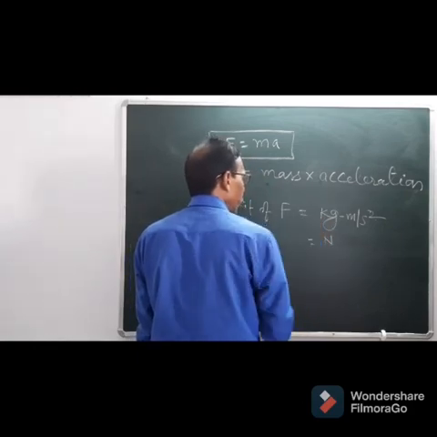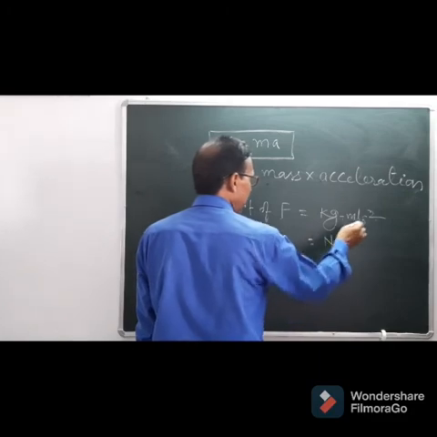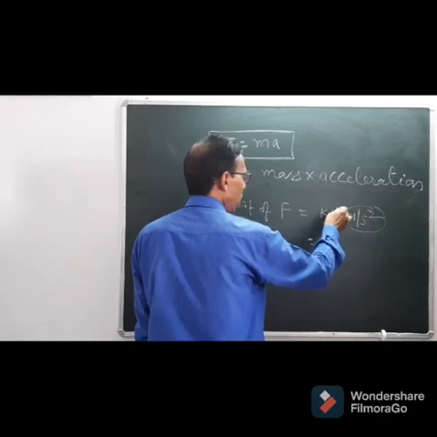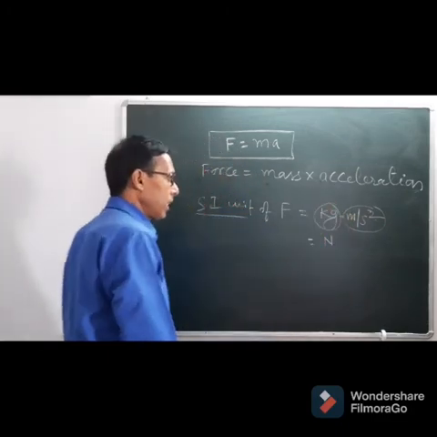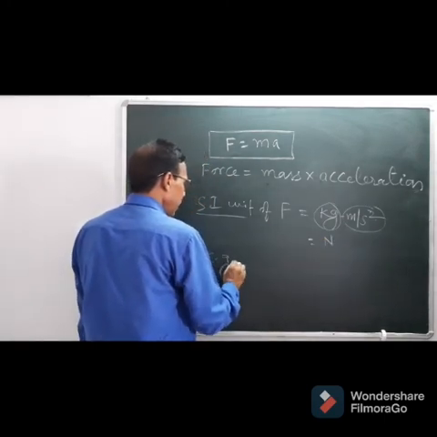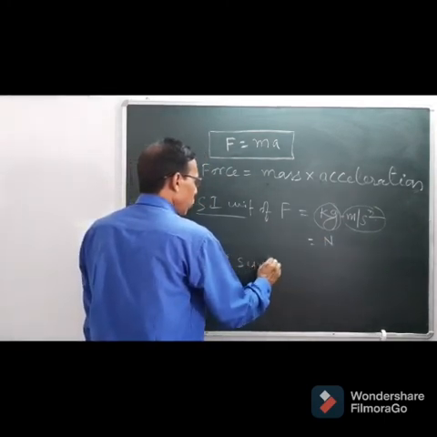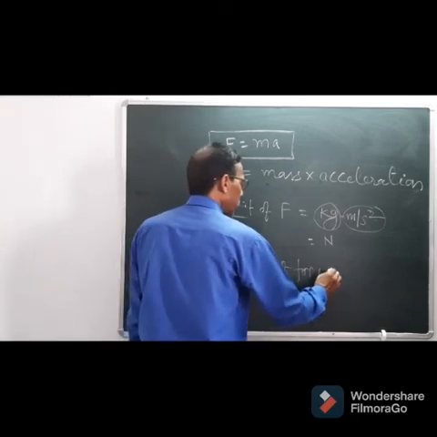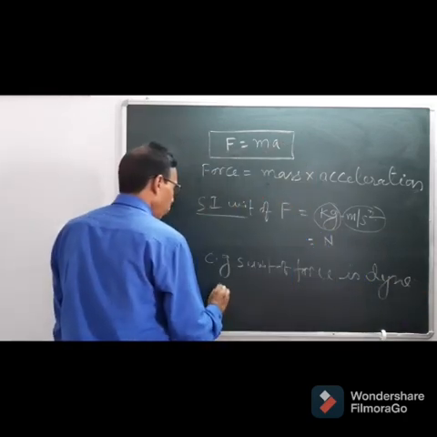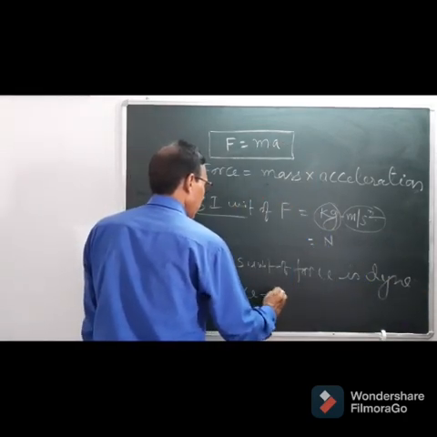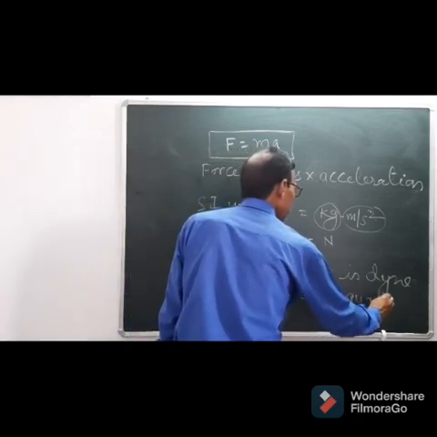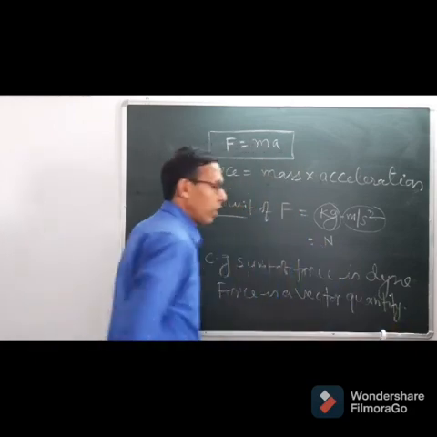1 Newton is that force which produces an acceleration of 1 meter per second square in a body of mass 1 kg. So the SI unit of force is Newton, and the CGS unit of force is dyne, and force is a vector quantity. Thank you.